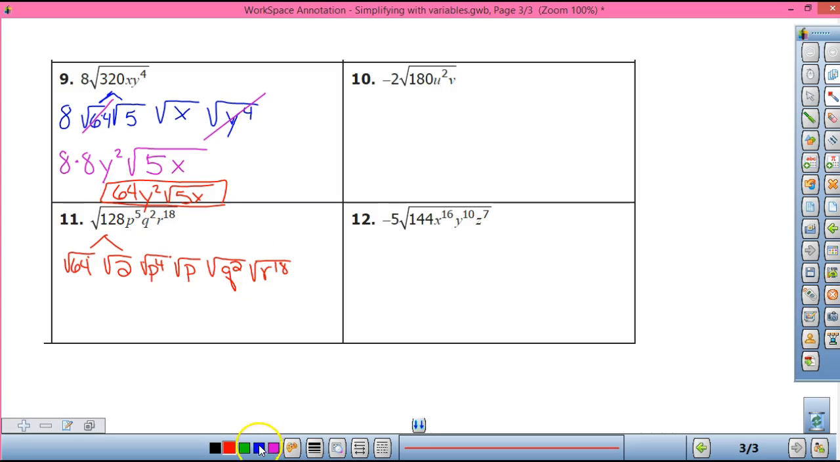All right, so now let's go through it. Can I simplify square root of 64 into 8? Can I simplify root 2? Nope, so leave it. P to the 4th? P squared, q squared, r to the 18, r to the 9th. And so I crossed off everything that I simplified, right? And what do I have left? Q and P. I don't have any Q's left. Just 2P.